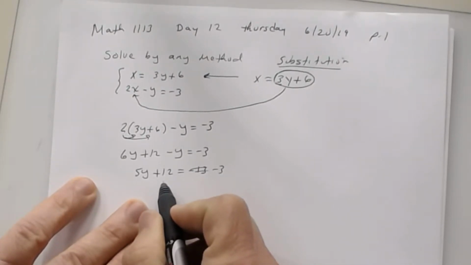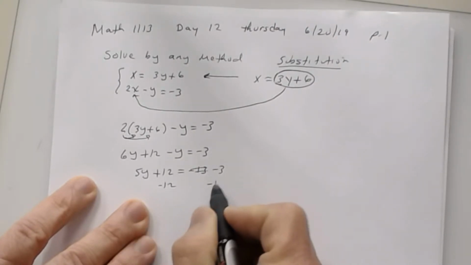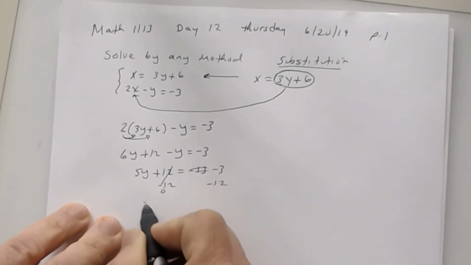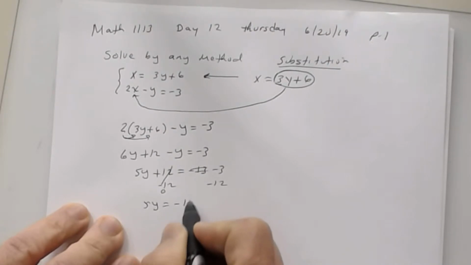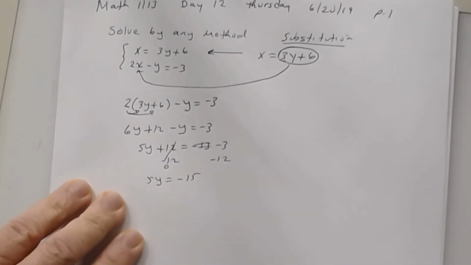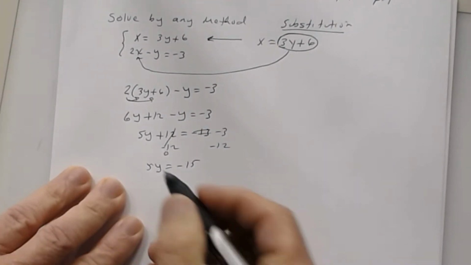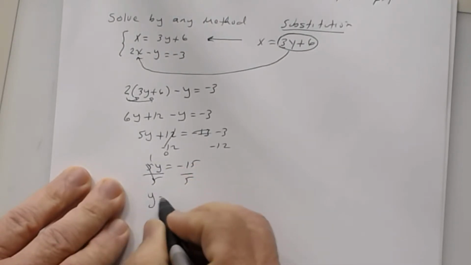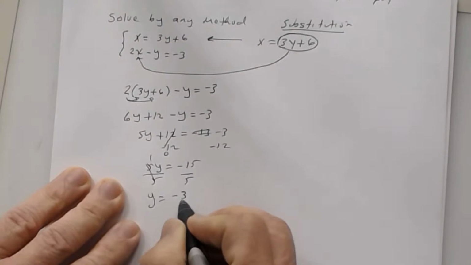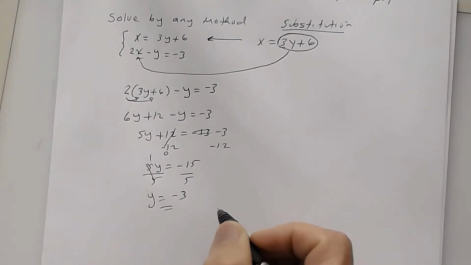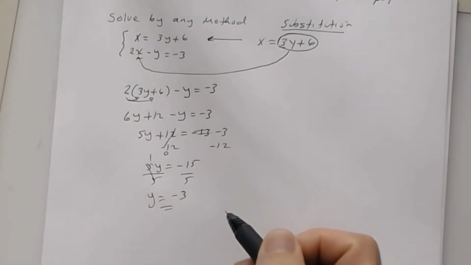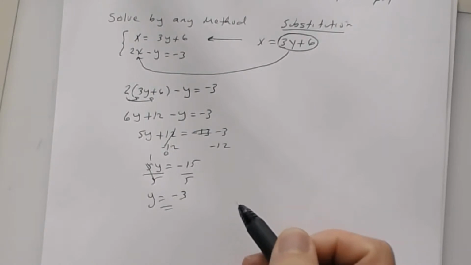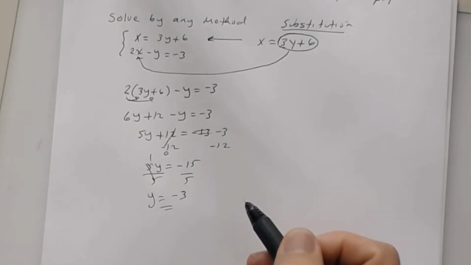Then subtract 12 from both sides. Combine like terms. I get 5y equals -15. All right, then what? Divide both sides by 5. And so I get y equals -3. So I found the y coordinate of the solution to this system. How do I find the x coordinate?